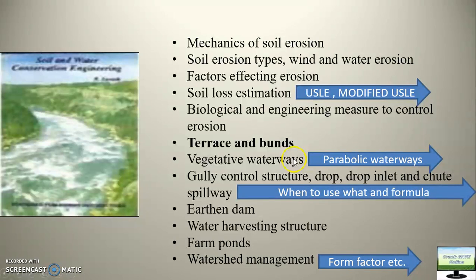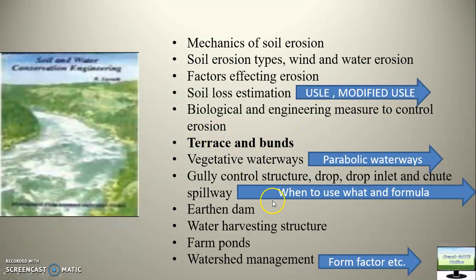Then come the vegetative waterways. Vegetative waterways are the natural waterways. If you do not make anything on the ground surface, water will still flow on the ground and that will make one shape. That shape is the parabolic shape, and that is known as the vegetative waterway or the natural waterway. Then there are the gully control structures and drop inlet. All this comes under the engineering measures to control erosion.